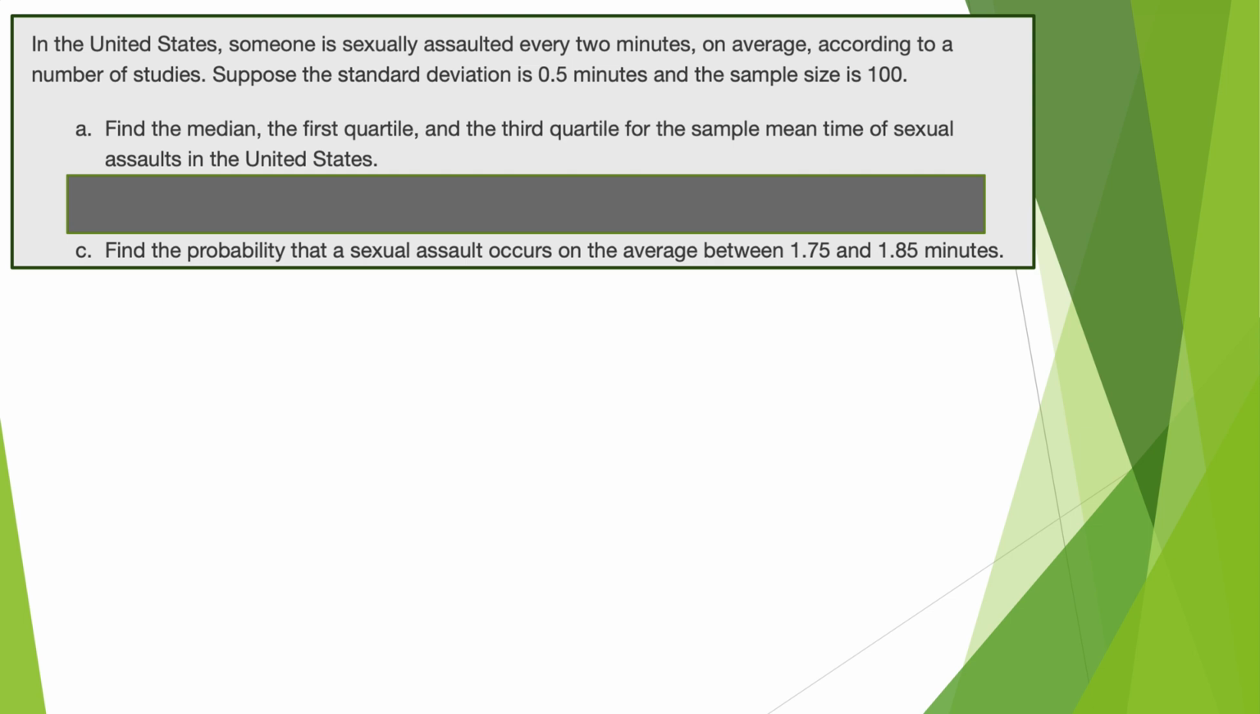So all you're going to do is use inverse norm for 50%, for 25%, and for 75%. And based on the fact that the mean is equal to the median, it's actually pretty easy to figure out the median. And then after that, find the probability that the sexual assault occurs on the average between 1.75 and 1.85 minutes.